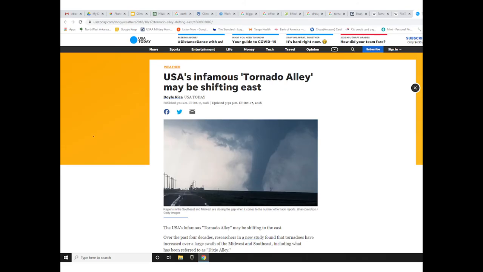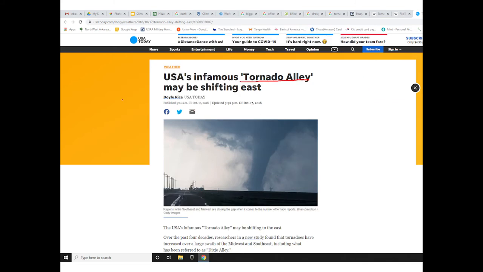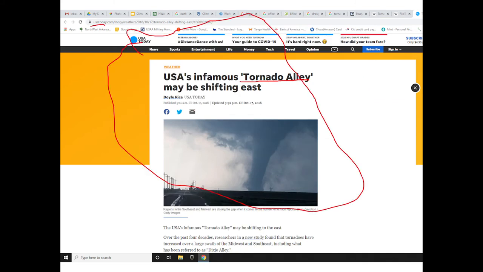So what else is happening? Tornado Alley is actually shifting to the east. Oh, what did I just show you? Do you see what I just showed you? It's awful. Do you see this? This came from the media outlet USA Today. I've got nothing against USA Today. What I am against is the media.